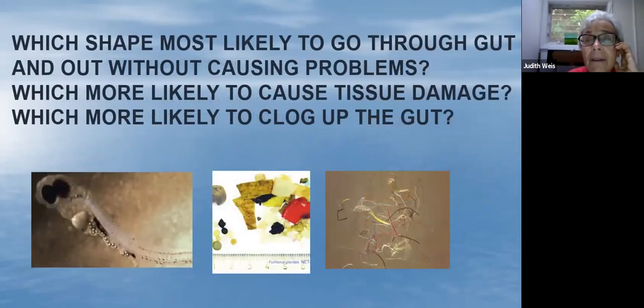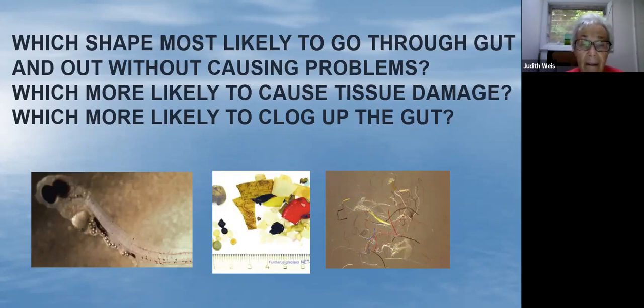Okay, I pose a question. I guess you're all muted, but you should think about this. Looking at these three pictures, here's the microspheres, here's fragments, and here's the microfibers. Which shape is more likely to be able to go right through the gut and out the other end without causing problems? Which is more likely to cause tissue damage? And which is more likely to clog up the gut?